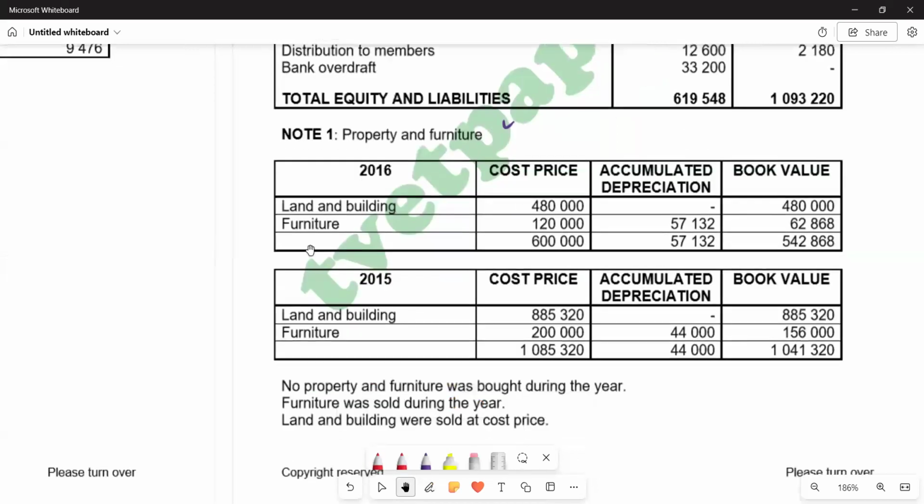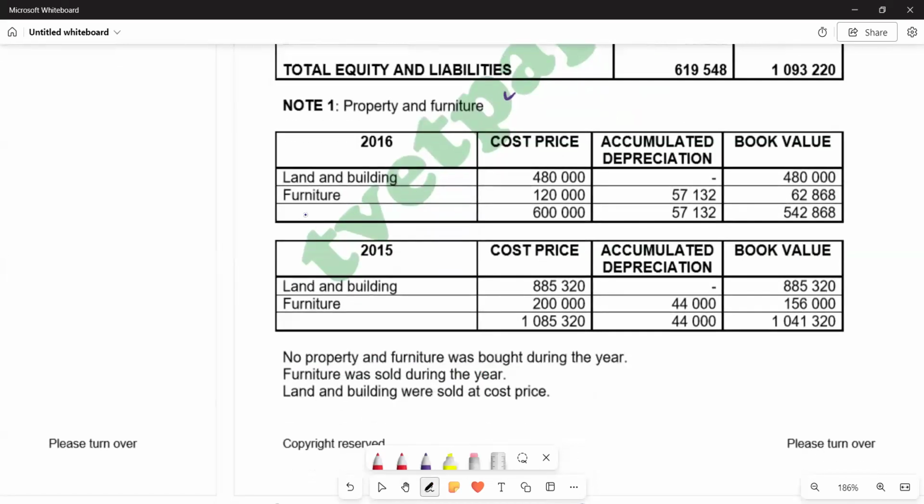Beneath our notes, we have some statements. The first reads: no property and furniture was bought during the year. So it means that we don't have any non-current asset that was purchased during the year. The second says furniture was sold during the year. And the last one: land and buildings were sold at cost price. So very important.